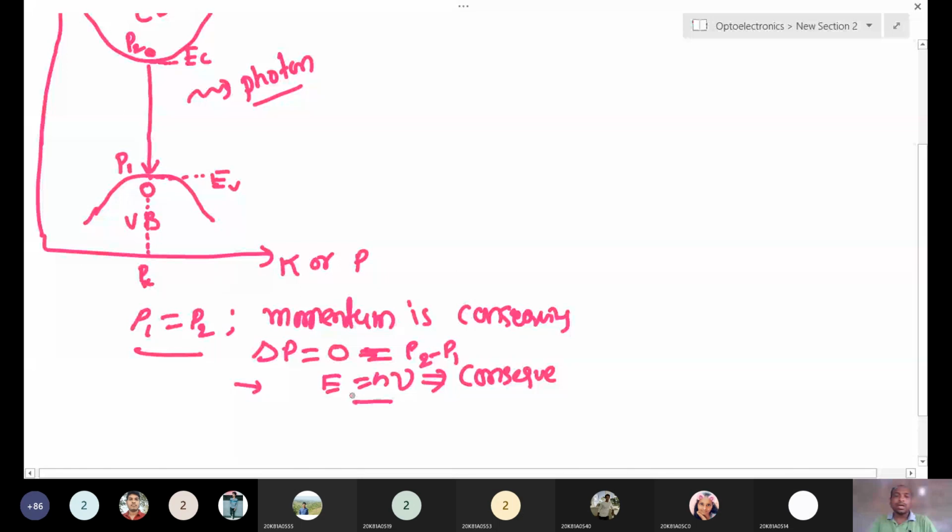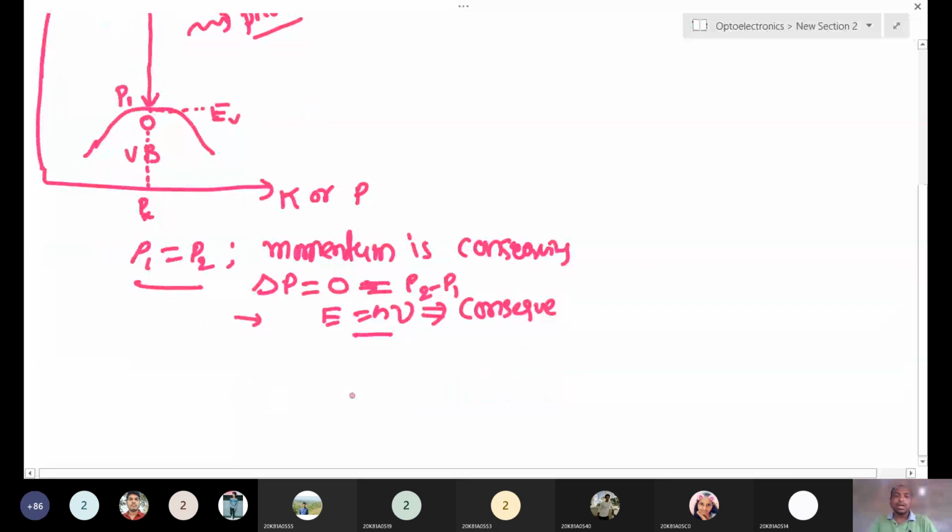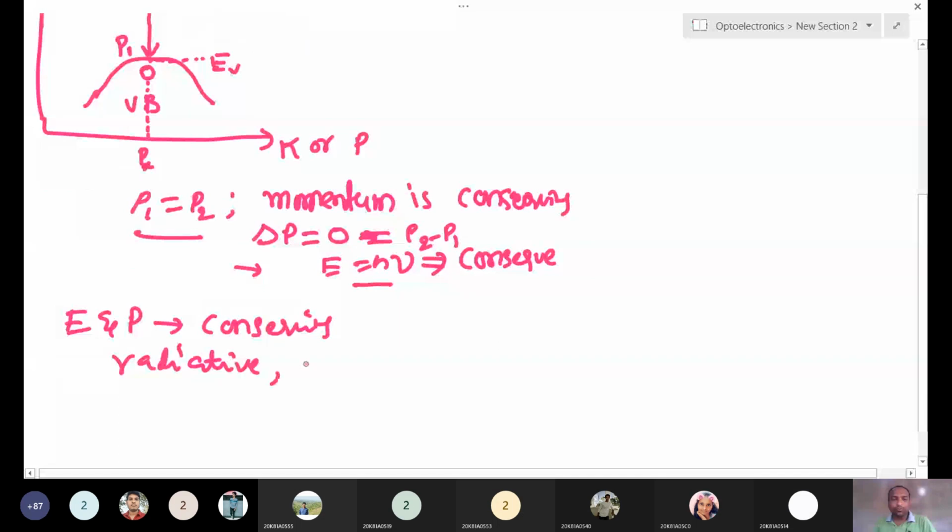So your main important points are that energy and crystal momentum are conserving, and the transition before and after is the same. This diagram is also important. This is a radiative transition, you can write radiative transition, and photons will be emitted. These are the few important points. You have to draw this diagram and write these 3 points. Then it is completed.